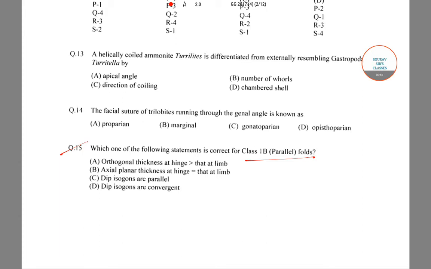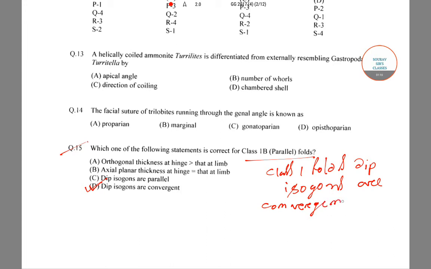So dip isochrones are parallel, or dip isochrones are converged. Basically the right answer for this question is option D. Why? Basically in class 1 folds, dip isochrones are convergent. Convergent to what? Convergent towards the core of the fold.